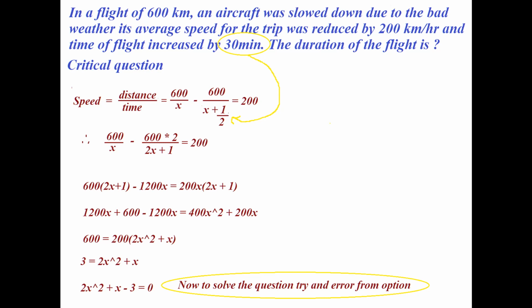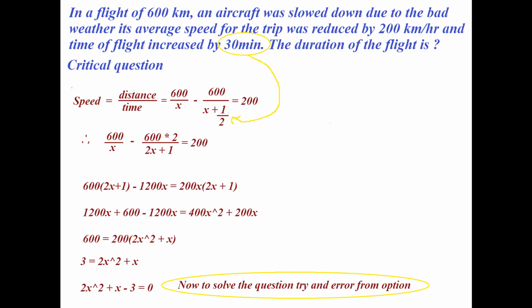When the speed of the aircraft is reduced by 200 km per hour, then the time of flight is increased by 30 minutes or 1/2 hour. Speed equals distance upon time, so 600 upon x minus 600 upon x plus 1/2 equals 200. Now the denominator of the denominator goes into the numerator and is also multiplied with the other factor of the denominator. 600 upon x minus 600 multiplied by 2 upon 2x plus 1 equals 200. 600 into 2x plus 1, minus 1200x equals 200x into 2x plus 1.